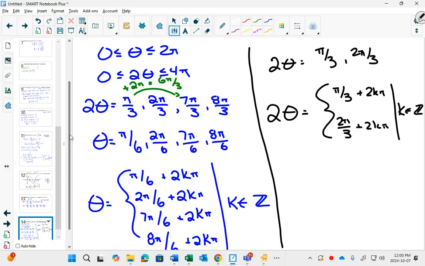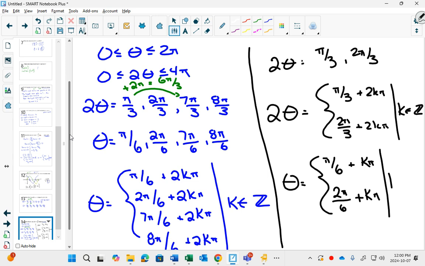And if I have the general solution for 2 theta, then I can find the general solution for theta by dividing by 2, which would give me pi over 6, and I have to divide this by 2 as well, plus k pi, and 2 pi over 6 plus k pi. And the answer is a little bit more elegant because there's less things that you have to write.